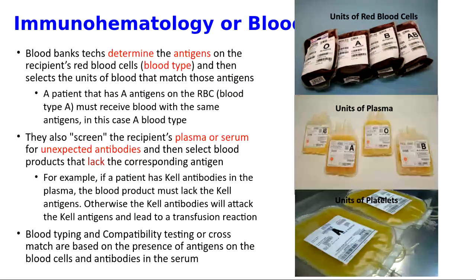The antigens on the cells, the antigens on the red blood cells, the antigens on the platelets, the antigens on the white blood cells, the antigens on the cells give you your blood type. Antigens on the patient cells that come from the ABO family and the RH family will give you your blood type.